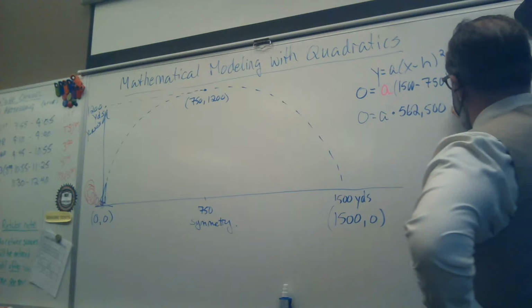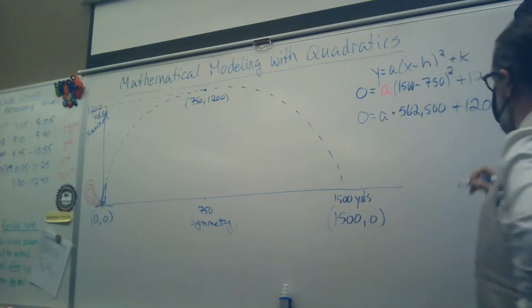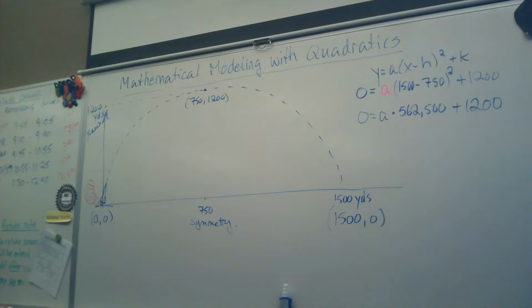Plus 1,200. So let's see. If I add 562,500 plus 1,200, I get 563,700. Agreed? So is that what I'm going to do? No.